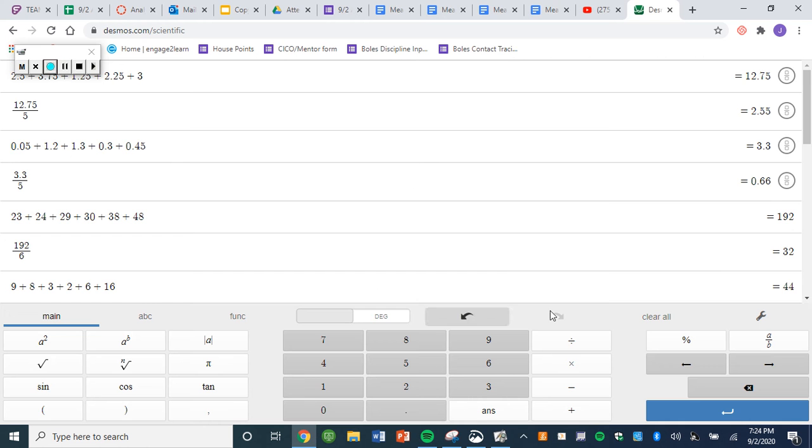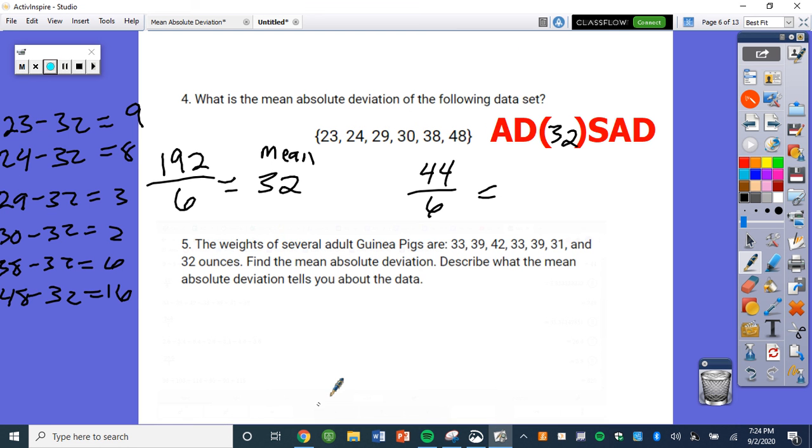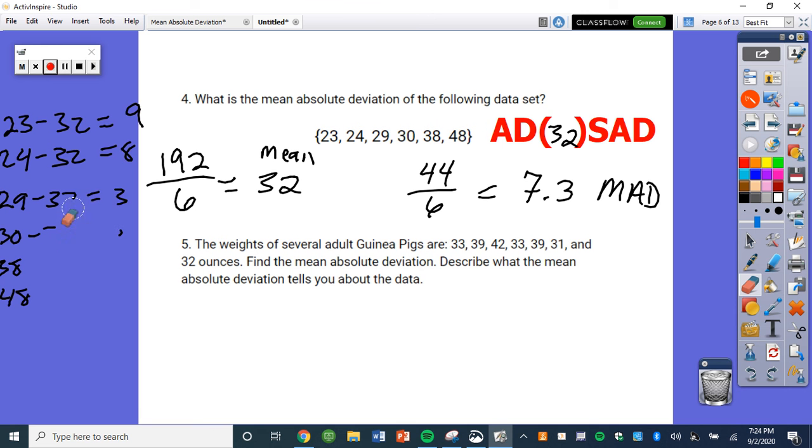Okay? 44 divided by 6 is 7 3/10, because I'm going to round, so 7 3/10. So that is your mean absolute deviation. Alright, so I'm going to erase this side of what I've written down so I can do number 5.